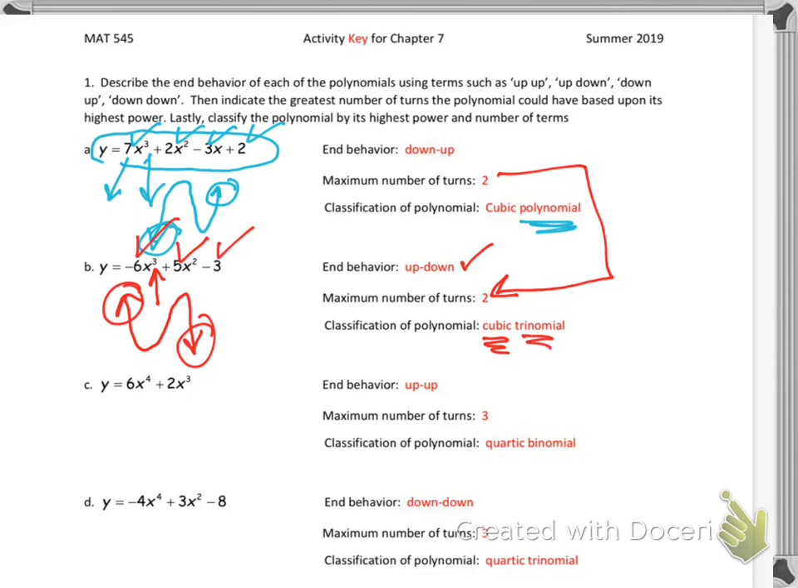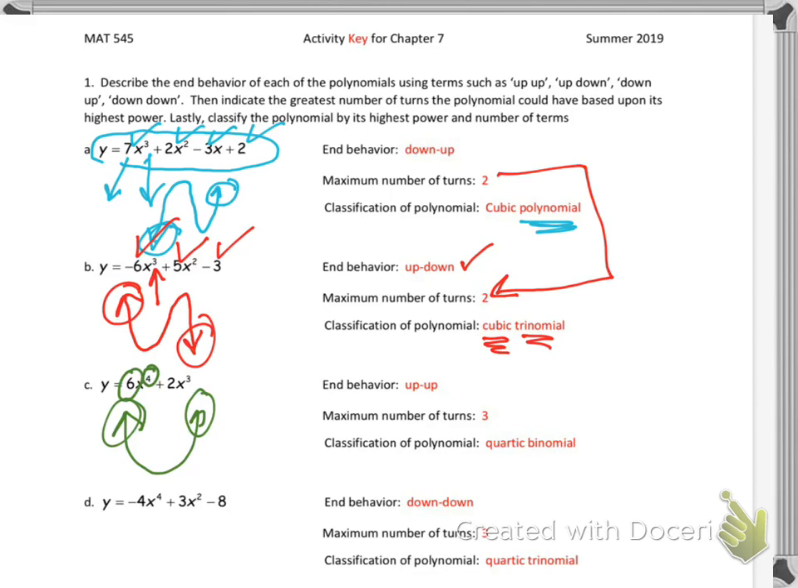Okay, so let's go to the next problem. We have end behavior here. I say it's up, up. It's because this is an even power, and that's a positive number, and these functions look like this. Okay, so the end behavior, up, up. And you can check all of these in your graphing calculator. Just adjust your window so that you can see the end behavior.